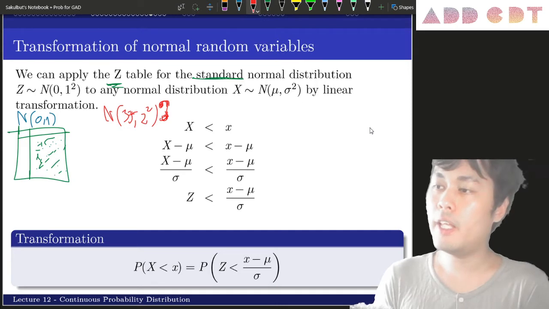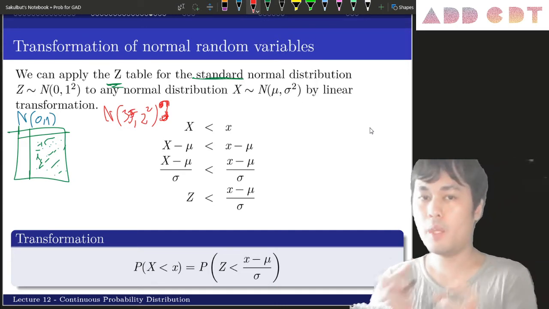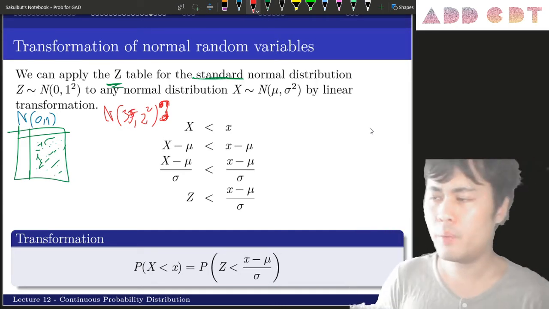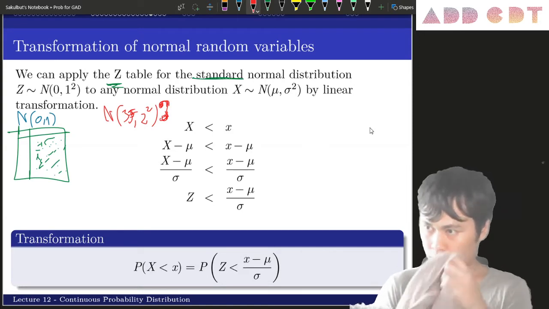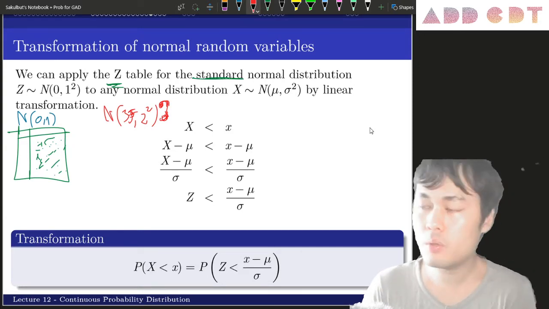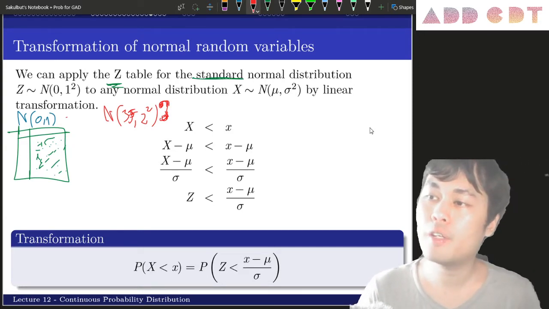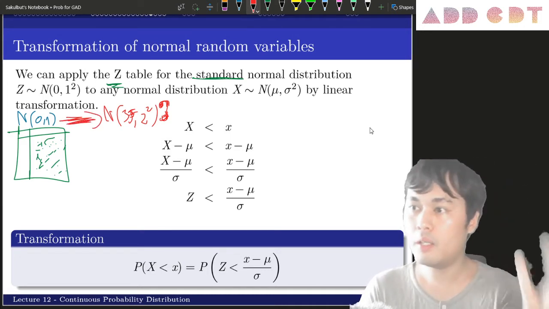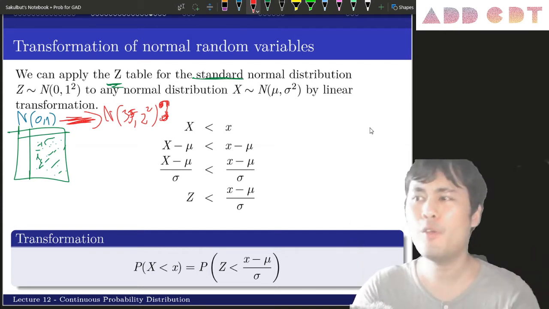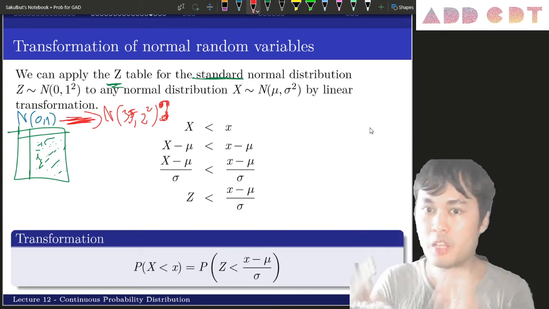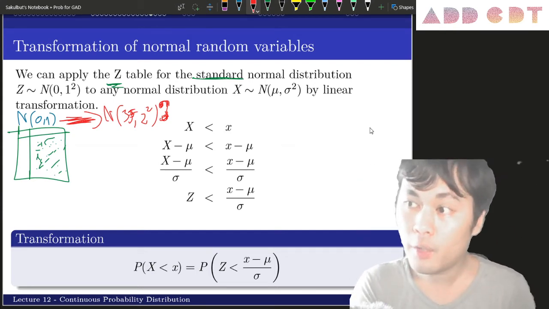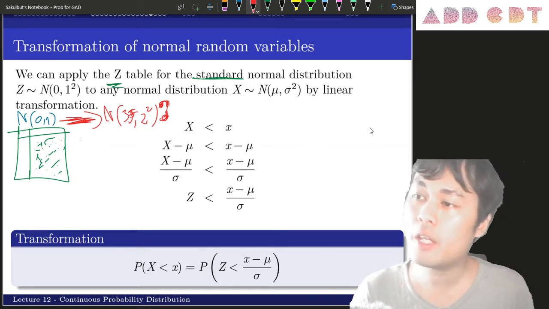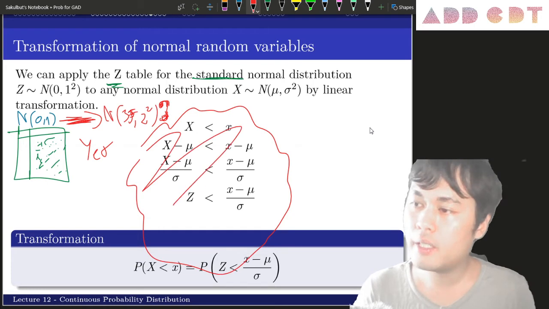If you know the average of something is 35, the variance is 2 squared, the standard deviation is 2, can you transform that information from the standard information that we already have everywhere on the internet to the specific problem we are dealing with? The answer is yes. But before you look at these formulas, let's not look at them for now.